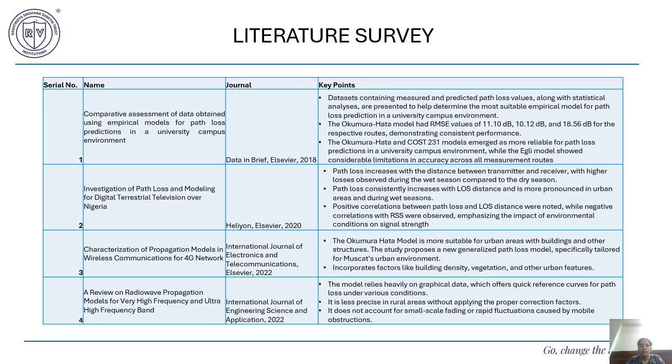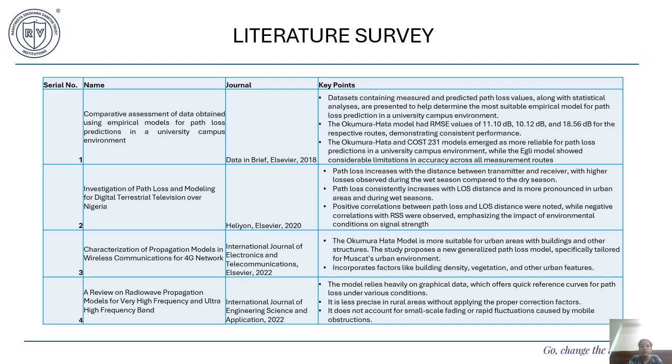This section, the literature review, reviews the existing research on path loss models, including alternative models like HATA and COST 231. It highlights why Okumura's model is still relevant despite the newer models. We also explore the use of artificial neural networks (ANN) to predict the path loss. The main journal in focus over here is Elsevier, which makes use of the Okumura model in various different terrains and locations. The first one is a comparative assessment of data obtained using empirical models for path loss predictions in a university campus environment.